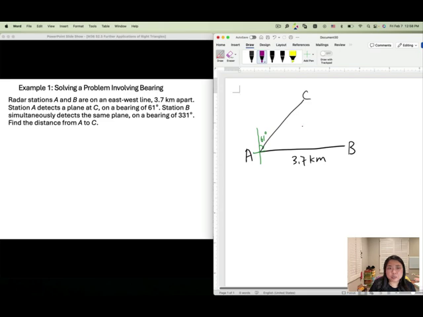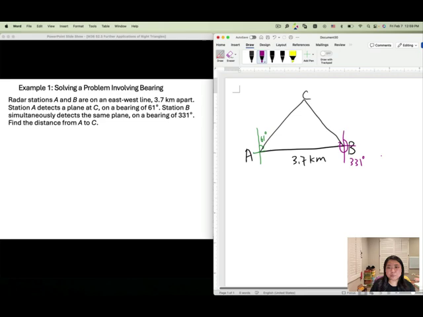Station B simultaneously detects the sampling on a bearing of 331 degrees. So at B, draw the compass. For 331, starting from the north, clockwise more than 270, somewhere like here. Then I'm going to join the lines together. The purple color here is talking about 331 degrees, the big angle here.